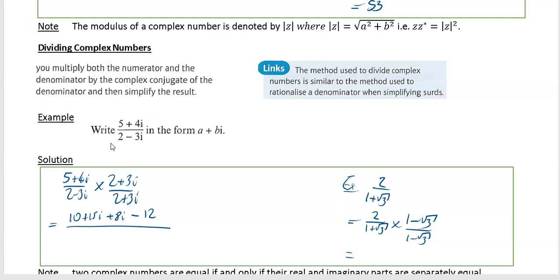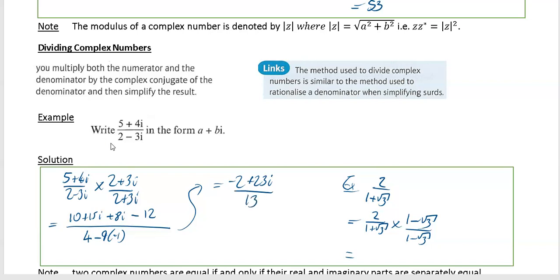Then on the bottom line, this is a difference of two squares. So it's going to be 4 and then minus 9 times i squared, which is going to be minus 9 times minus 1. I'll show the working out for that one. And then we'll go up here. So the top line becomes minus 2 plus 23i, and your bottom line is going to be 13.